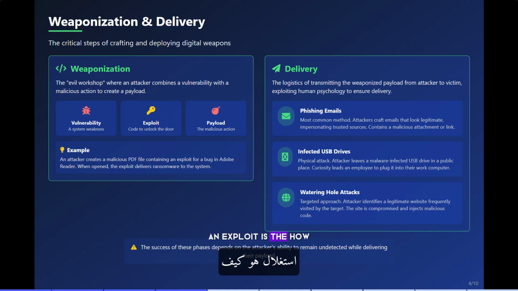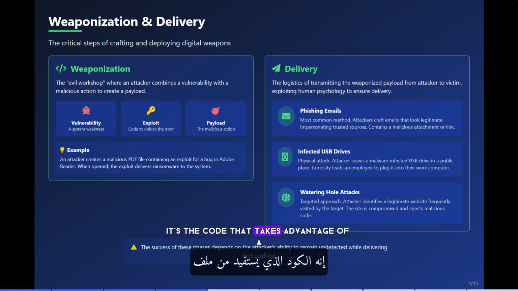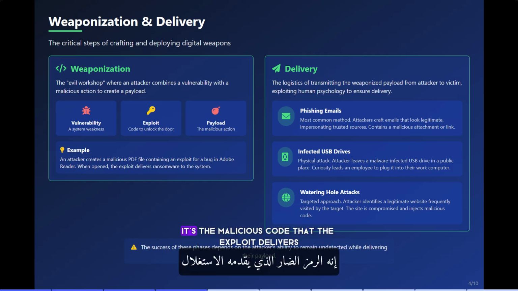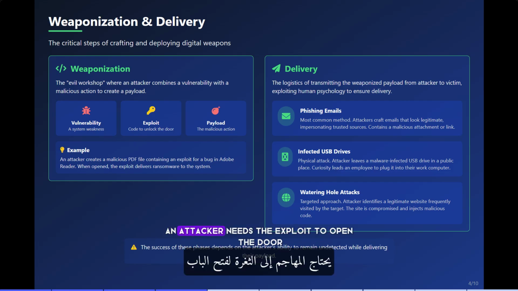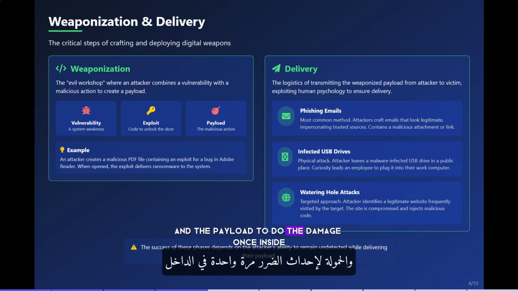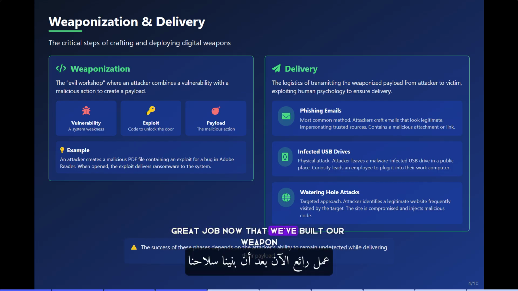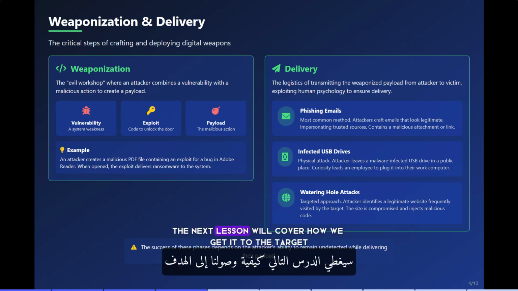An exploit is the how. It's the code that takes advantage of a system's weakness to gain entry. The payload is the what. It's the malicious code that the exploit delivers. An attacker needs the exploit to open the door and the payload to do the damage once inside. Great job! Now that we've built our weapon, the next lesson will cover how we get it to the target.